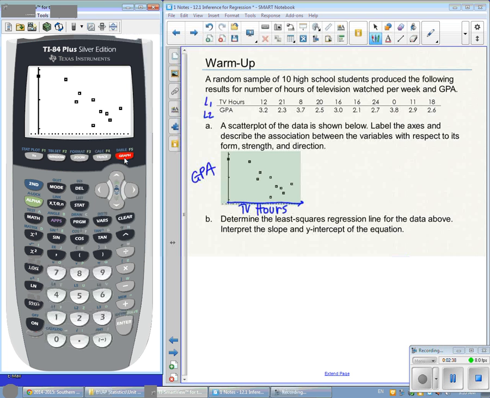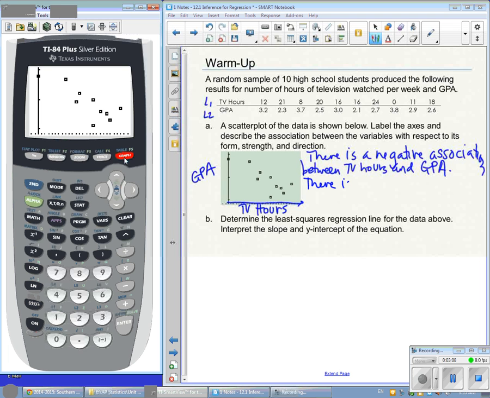Yeah, put it in the context of the problem. There's a negative association between TV hours and GPA. Do you have more to that? A moderate. Want to throw linear in there somewhere? So maybe moderately linear.